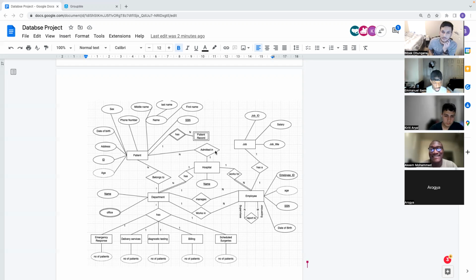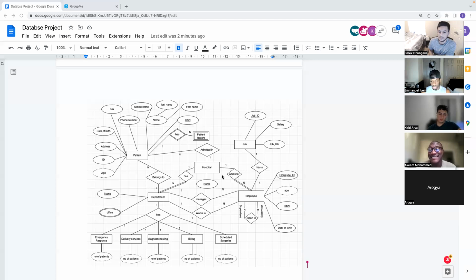Then we have the department. Each patient belongs to a department, and the hospital contains several departments. Under our departments, we have several entities: emergency response, delivery services, diagnostic testing, the billing department, and the scheduled surgeries. Each of these entities has a derived attribute, number of patients, because it's not a set number and it varies. We also have the employee entity, which has a recursive relationship with itself. We have employees within the employee entity who supervise other employees, so that makes it recursive.